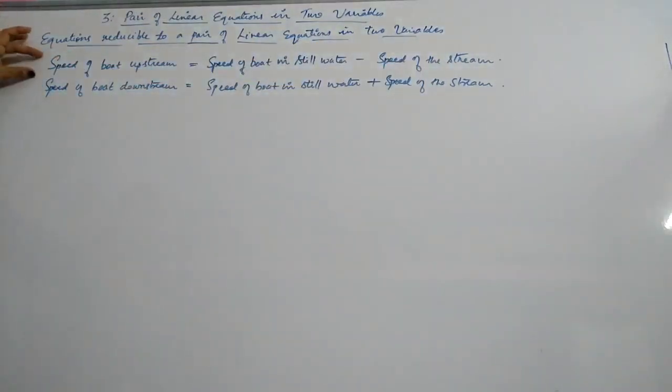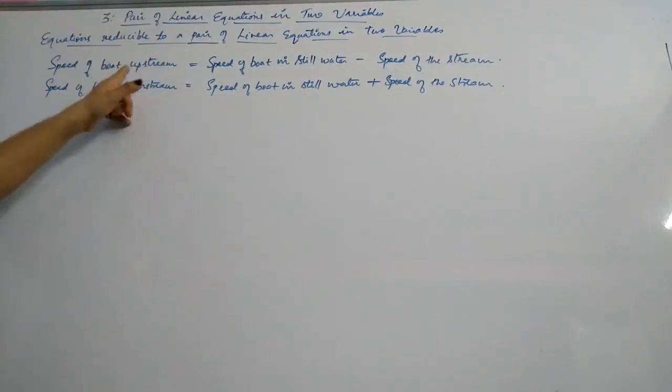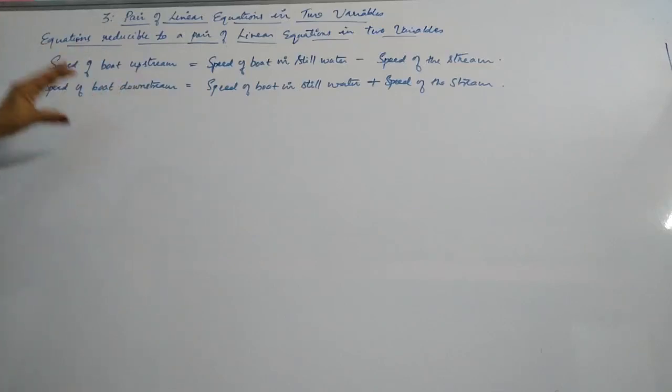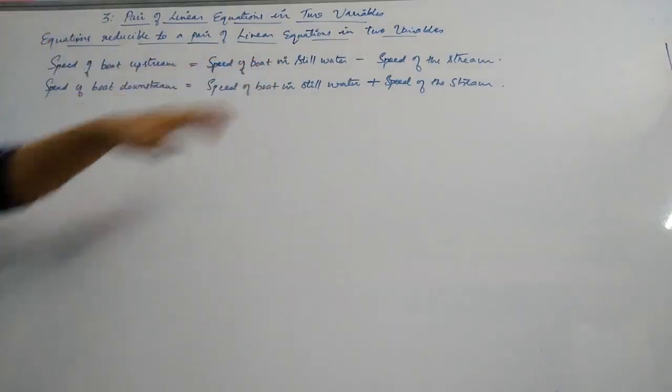And they will be giving you the question. In the question itself, they will be giving us upstream and downstream. So in order to find out the linear equations based on those, we have to get the speed of boat upstream and speed of boat downstream. For that we need this, right?